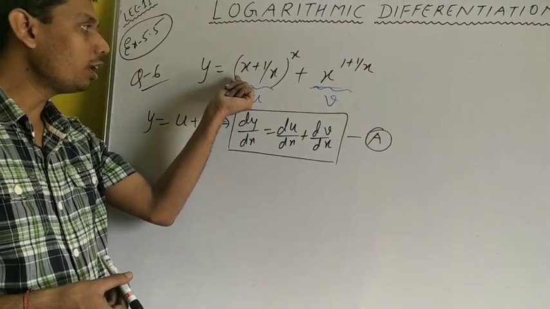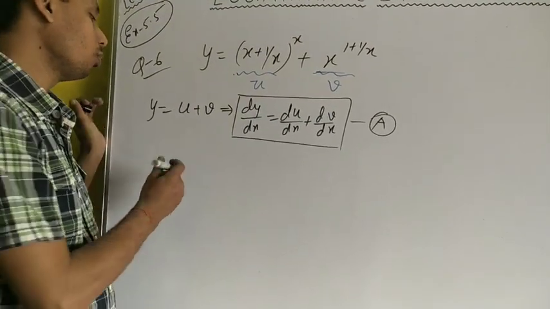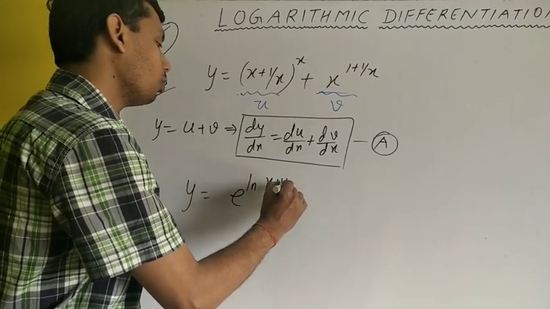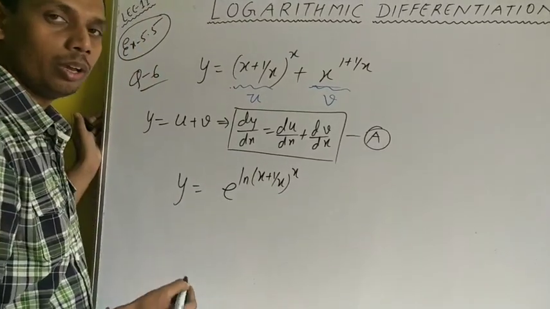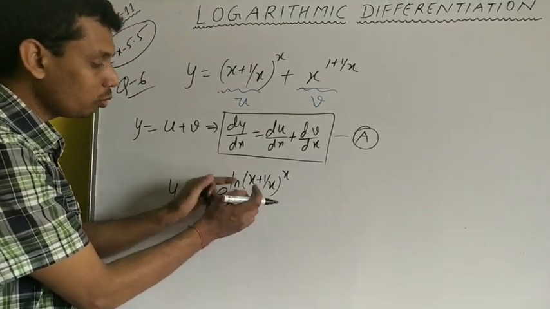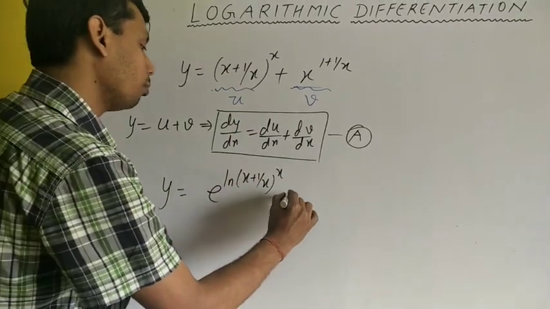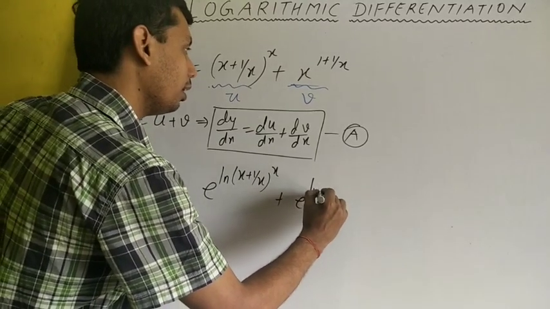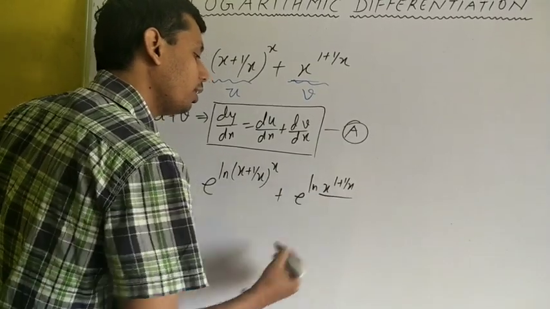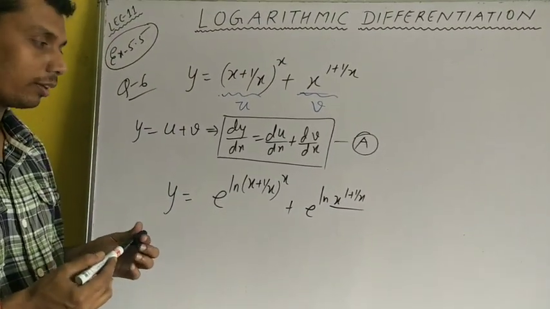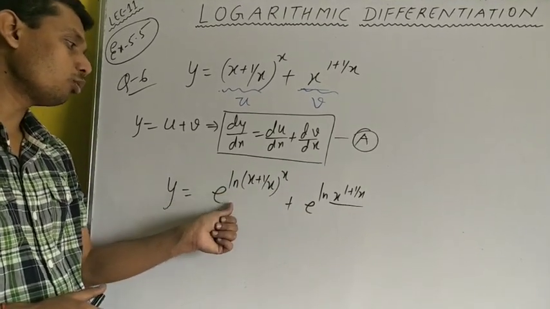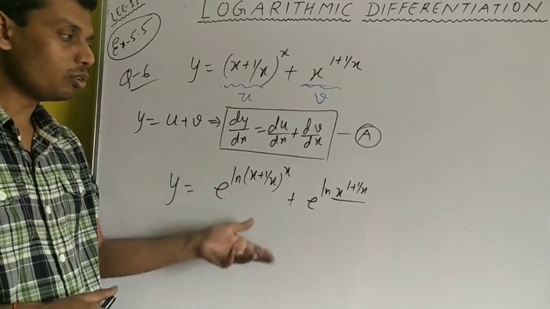e to the power log. We can write y is equal to e to the power ln of x plus 1 by x whole to the power x. Why so? Because e to the power ln k is equal to k. When we simplify this, we will get x plus 1 by x to the power x only, plus e to the power ln of x to the power 1 plus 1 by x. Now when we simplify this, we will get x to the power 1 plus 1 by x. And differentiation of e to the power x is e to the power x. We'll apply the chain rule and we'll get the answer.